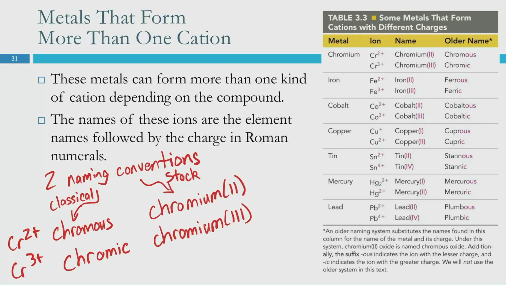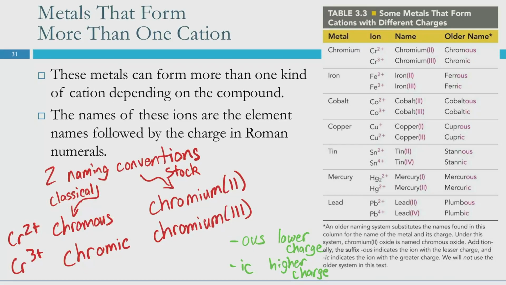The one thing that's nice about the older notation is that there's only two names, first of all, and the one that ends in OUS is the lower charge compared to the one that ends in IC. So OUS is the lower valued charge, the smaller charge, and the IC ending is the higher charge.